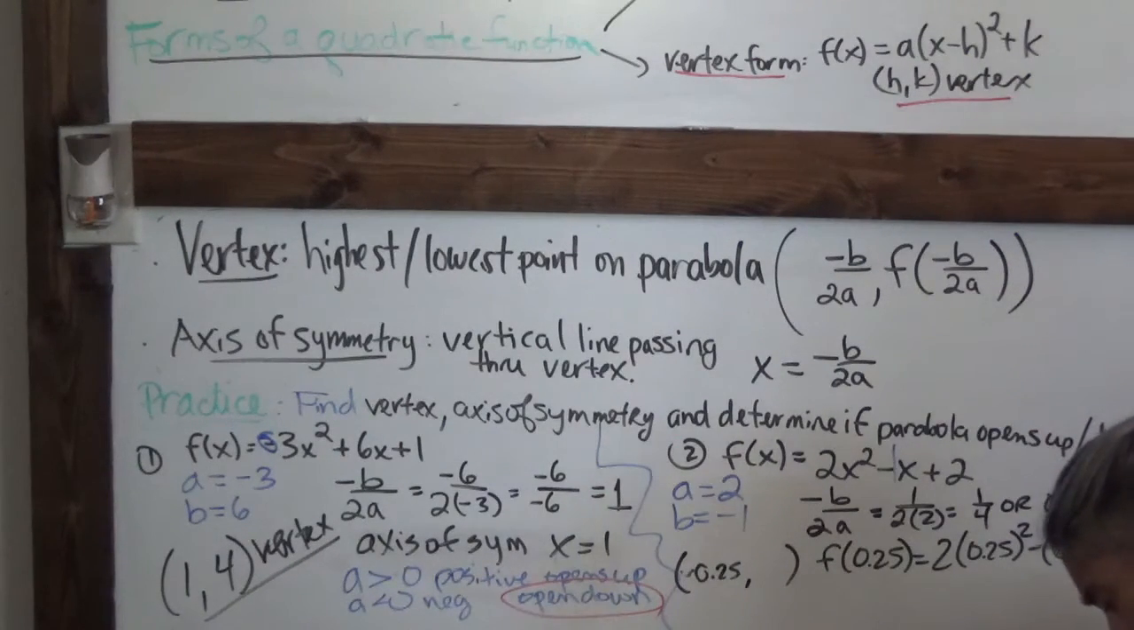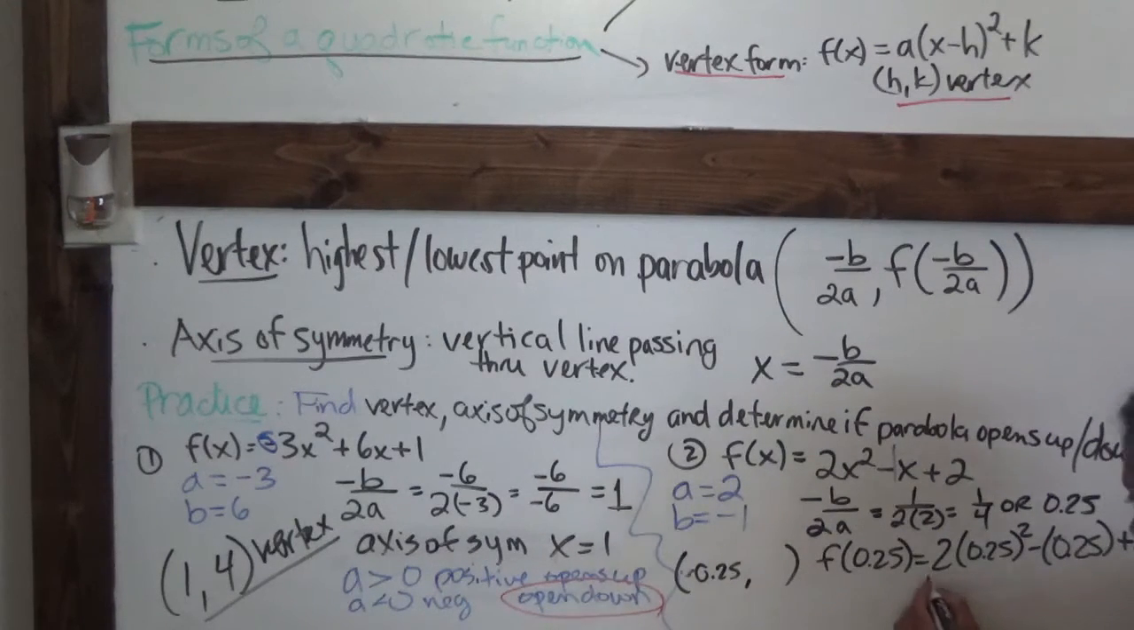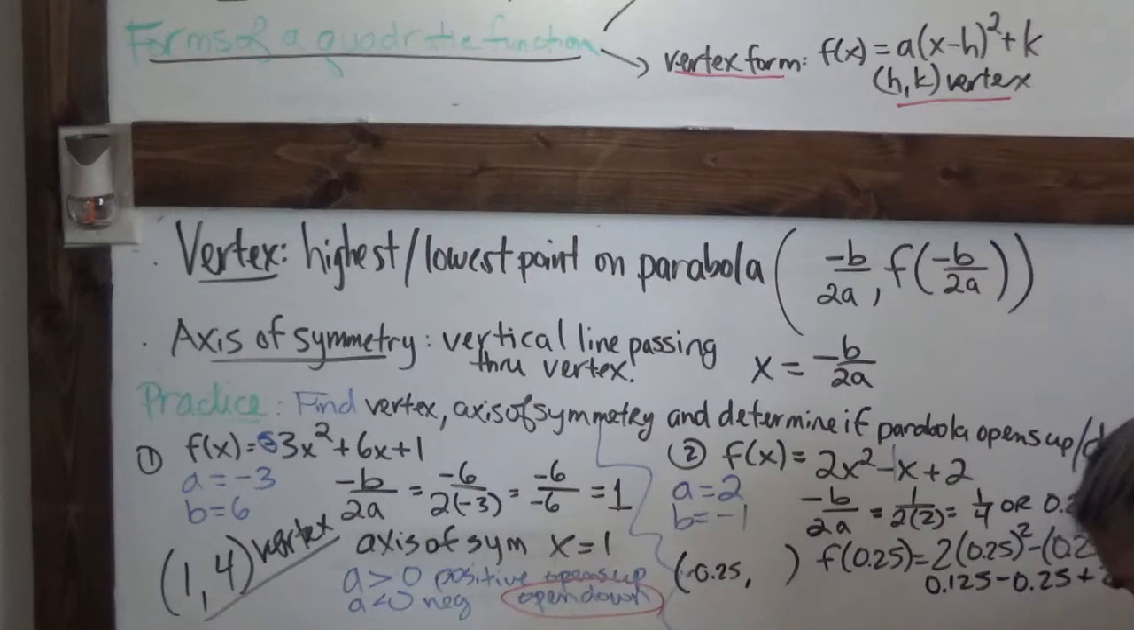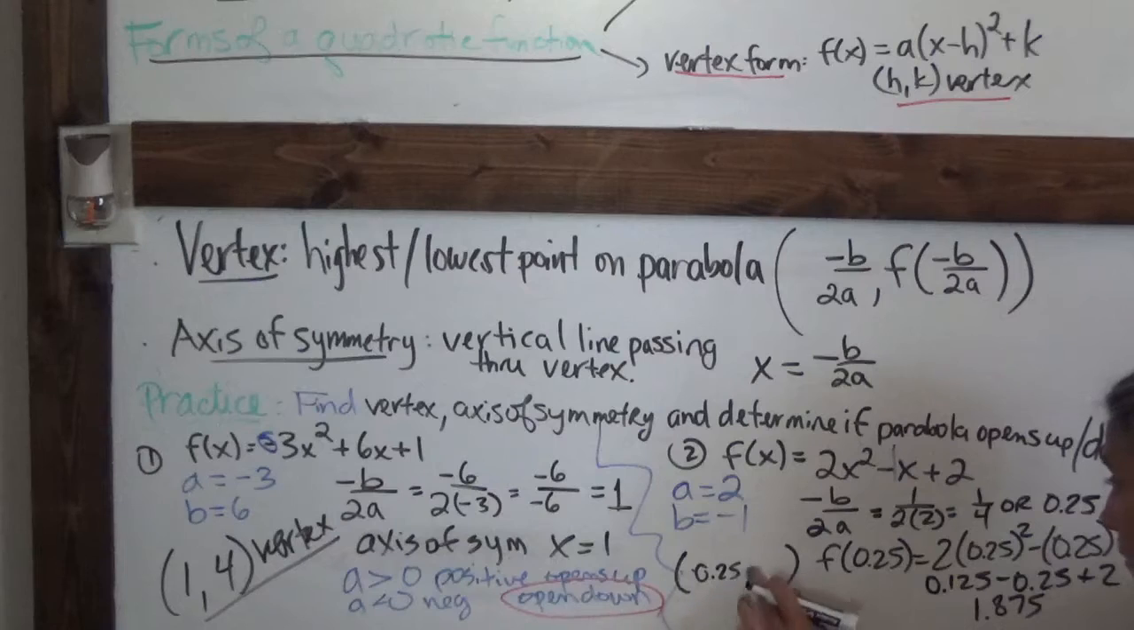When I did it in my notes, I got 0.125 minus 0.25 plus 2. Go ahead and subtract and add, and I got 1.875 as my decimal here. So this is a weird vertex: 0.25, comma, 1.875.